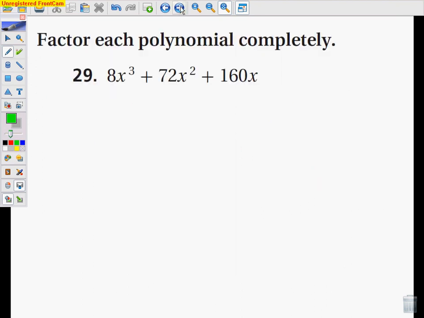Okay, moving on. Factor each polynomial completely. Once again, you always want to look for a GCF that comes out of all of the terms. Here, a GCF of 8 comes out of all the numbers, the coefficient, and you could also take out an x. So that leaves in first position an x squared, then a 9x, and then 8 goes into 160 20 times. So now you know that A is 1, B is 9, and C is 20.